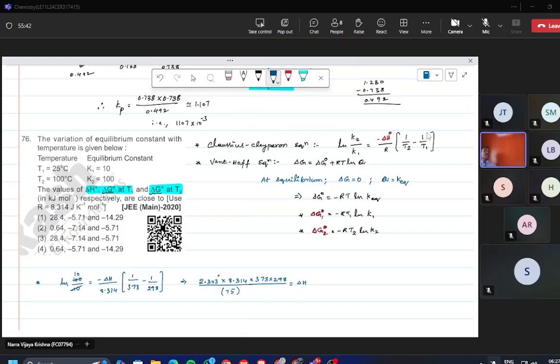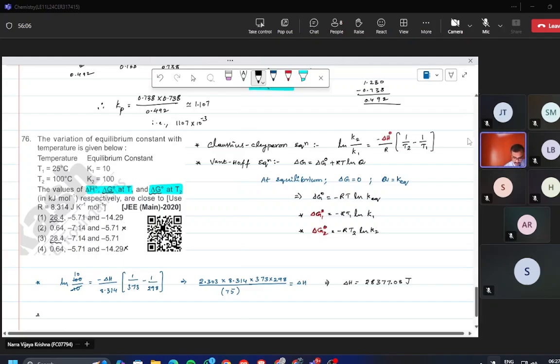So you got delta H equal to 28377.08 joule. Means 28.377 kilojoule. Correct? Next. Delta G equal to.